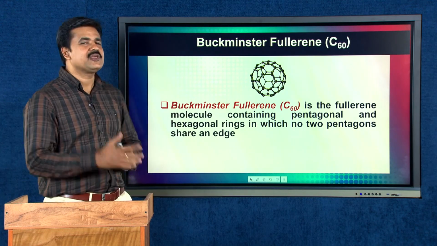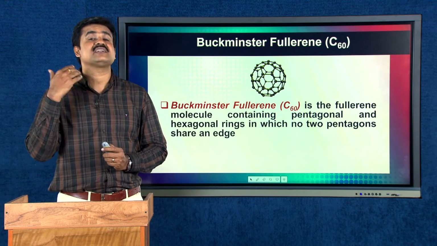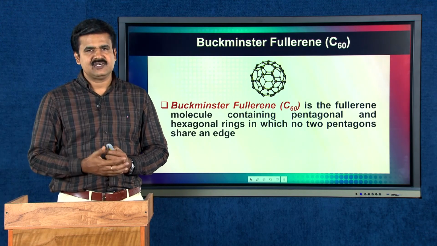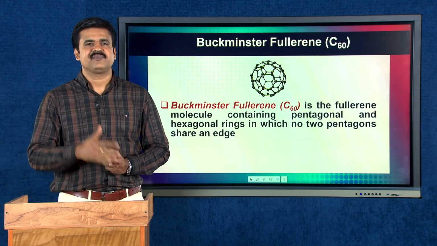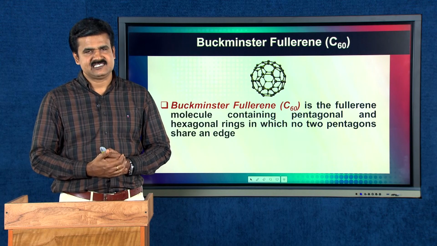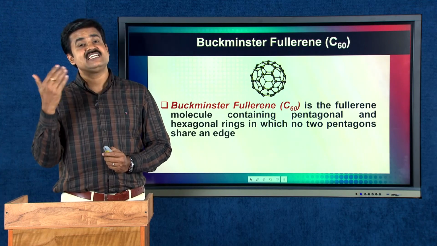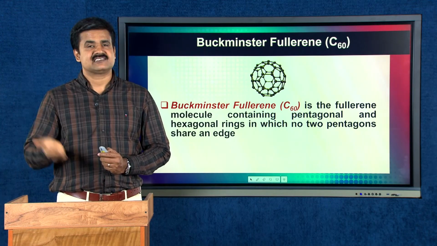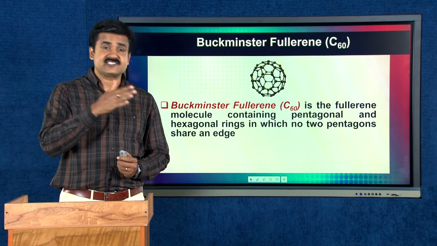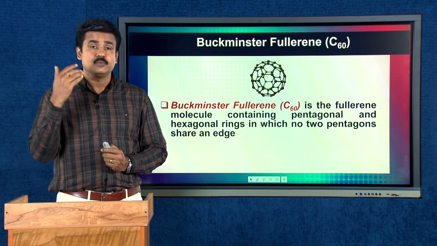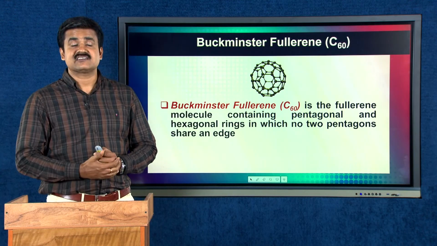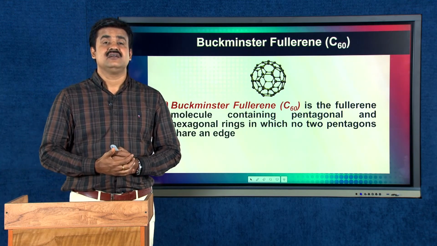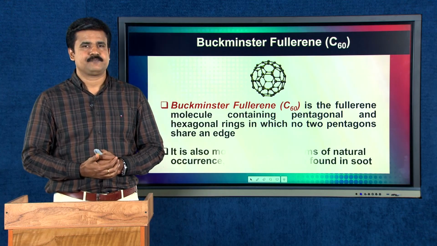In the C60 molecule, you can see the presence of pentagons as well as hexagons. However, no two pentagons or no two hexagons will share an edge, but a pentagon shares its edge with a hexagon and vice versa. But there is no sharing of an edge between two pentagons or two hexagons. That's the important structural characteristic feature of Buckminsterfullerene C60.